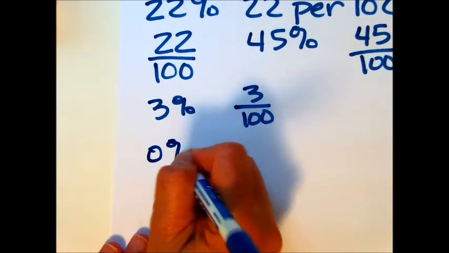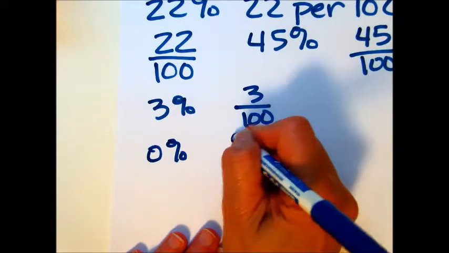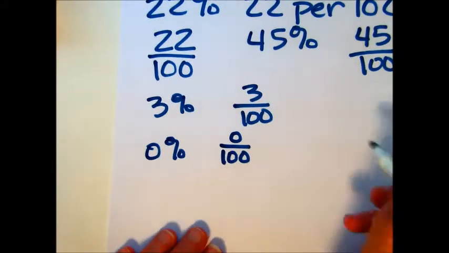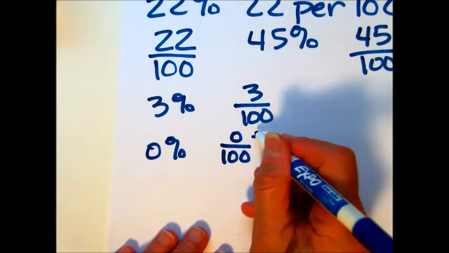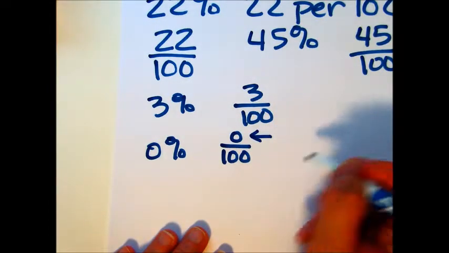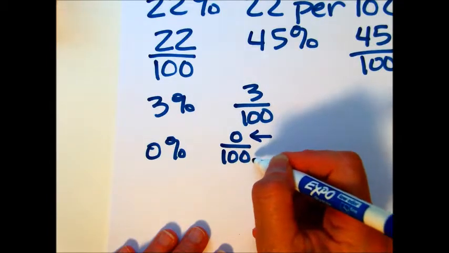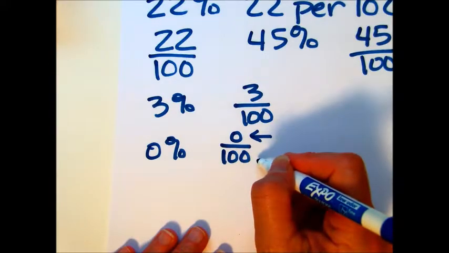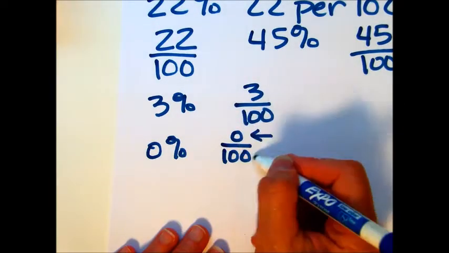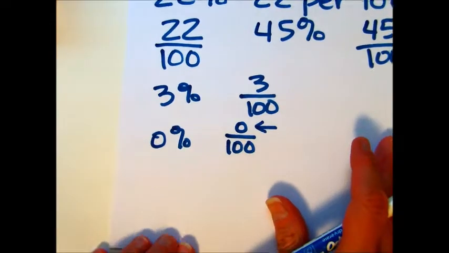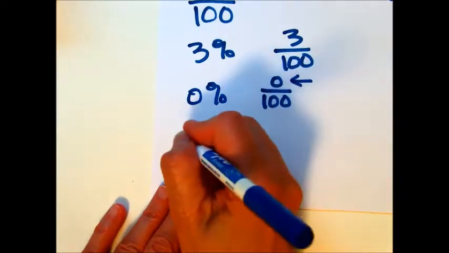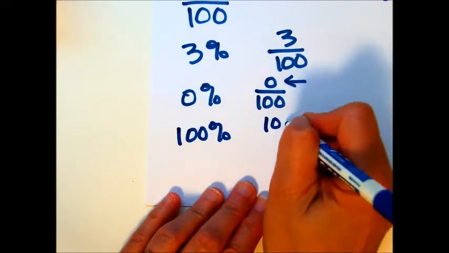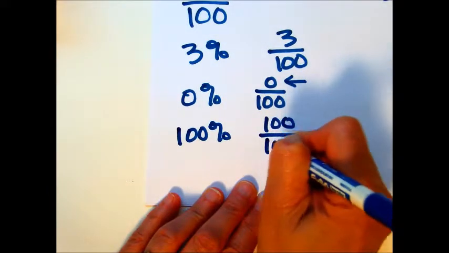Say 0%. That's going to be a 0 in the numerator and 100 in the denominator. And that's okay. It's okay to have the 0 in the numerator place, but not in the denominator's position. In that case, it would be undefined. But when you have 0%, you can write it as 0 over 100. Sometimes you'll see 100%. And as a fraction, that's going to look like this, 100 over 100.